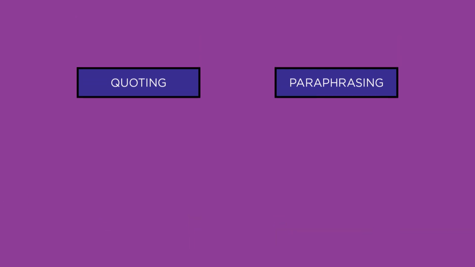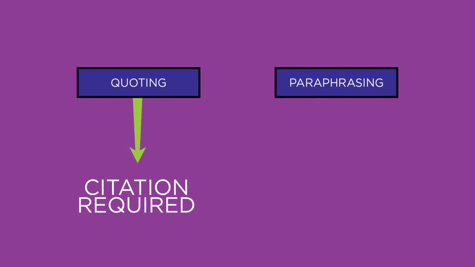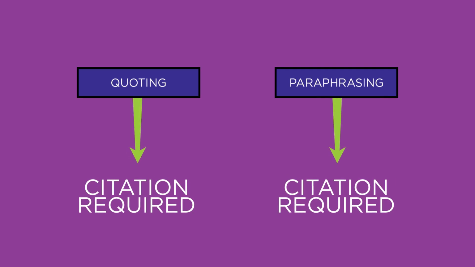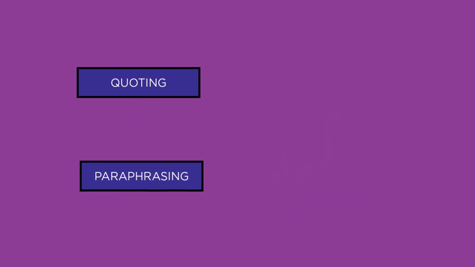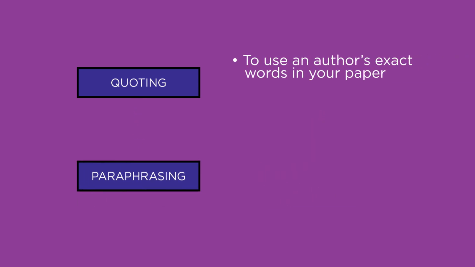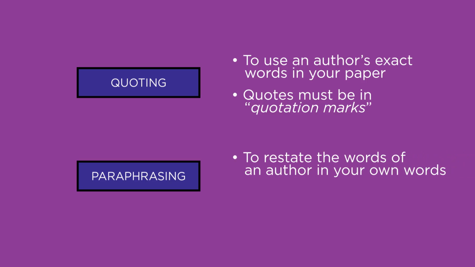Quoting and paraphrasing are two important concepts when you're writing a research paper. You need to cite when you quote a source and when you paraphrase a source. To quote means to use an author's exact words in your paper. Quotes must be in quotation marks. To paraphrase means to restate the words of an author in your own words. In your paper, your paraphrase is not in quotation marks.